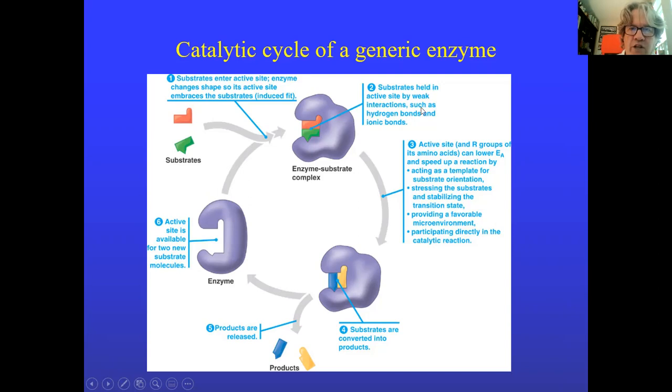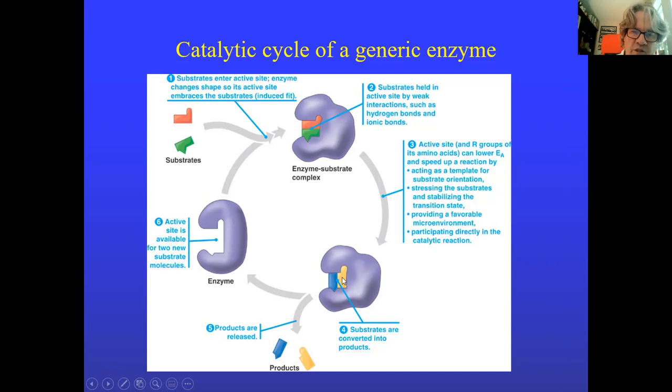Again, here the substrate's held in place by weak bonds, we talked about, right? And then the active site will now have things in position to allow these two molecules to interact in some sort of way to allow them to react, right? So that the active site lowers the energy of activation and speeds up the reaction, by doing all sorts of different things. You look at these, right? It's a template for substrate orientation, you stress the substrates and stabilize the transition state. There's all sorts of things you can do here, right?